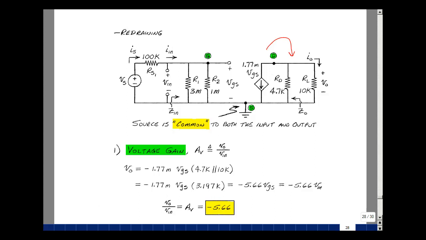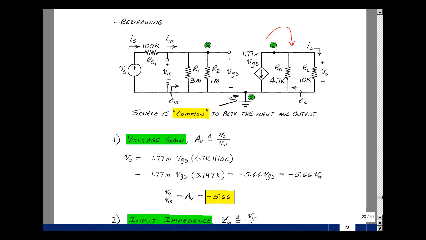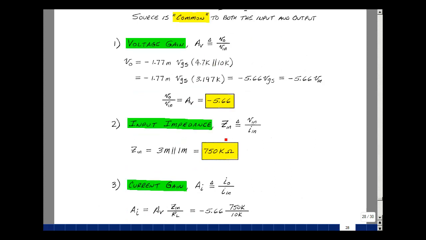Let's find the input impedance. Well, we've got our two resistors in parallel. Let's see, 3 megohms in parallel with 1 megohm, and that's 750K. Very large input resistance. We don't have an R pi to deal with for the FETs.